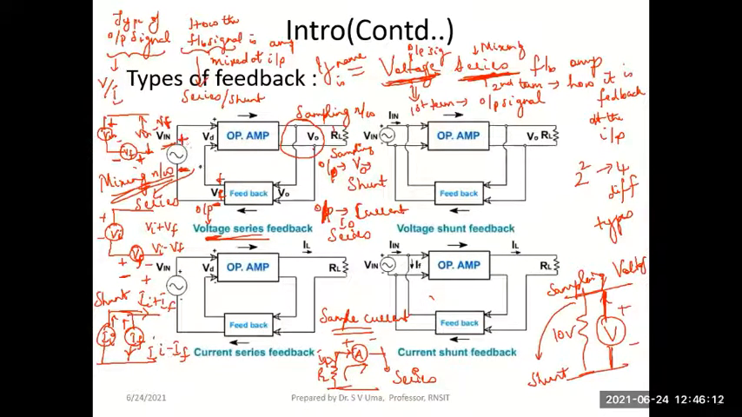So what type of mixing do I have here? I have series mixing. In the name, I'm going to write what output signal I will have and what type of mixing I'm going to do. So the name of this first feedback circuit is voltage series feedback. Output signal will be a voltage and the feedback signal is mixed in series. Hence the name voltage series feedback amplifier.